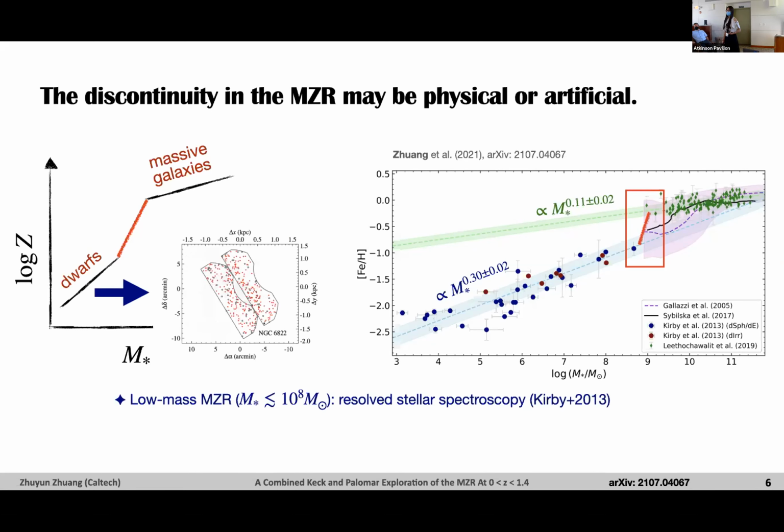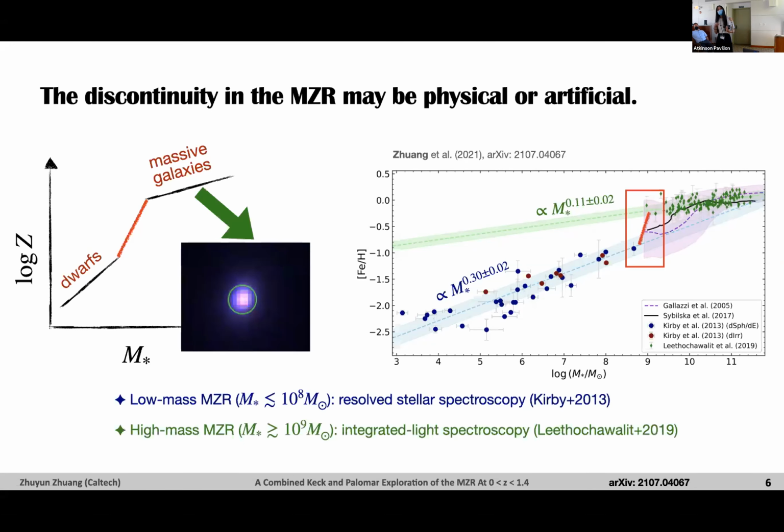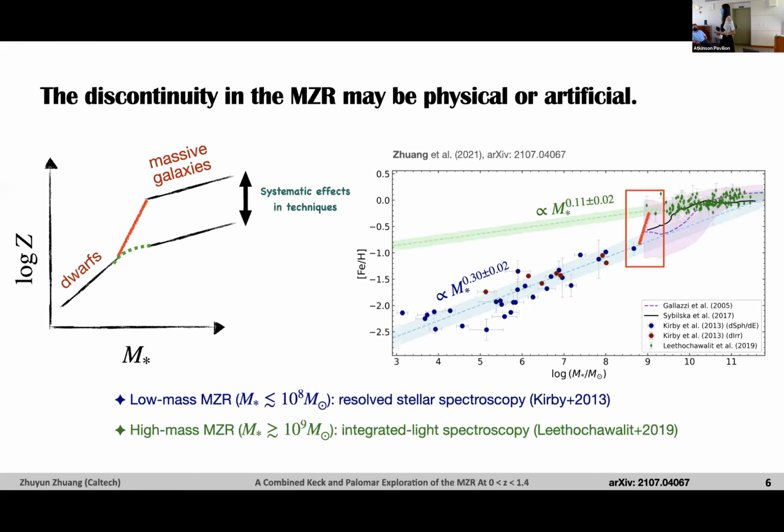The systematic effects come from how we measure these metallicities. The dwarf galaxies are very close to us, so we can resolve them into individual stars and measure the metallicity directly from the stars. But more massive galaxies are much further away, so we have to obtain the metallicity from the integrated spectrum. And if there are any systematic effects between these two techniques, it is possible that the high mass MZR may go down a little bit, and then the transition would be smooth rather than a break.